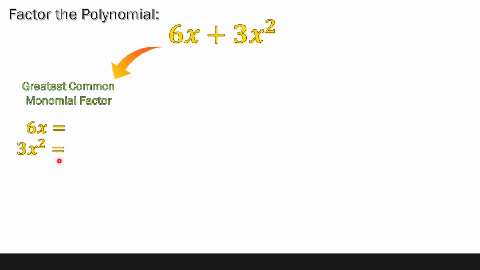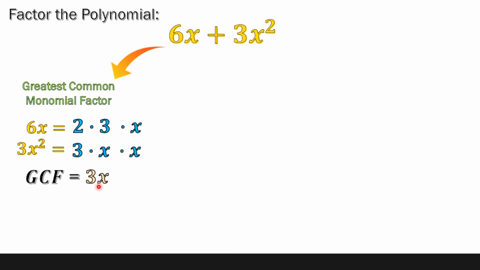6x tapos 3x squared. Okay, 6x, we have 2 times 3 times x. Okay, 3x squared, we have 3 times x times x. So, as you can see, ang parehas lang dyan is si 3 at si x. Kaya naging GCF niya is 3x. Now, pag binomial ang usapan, dalawa, binomial, may operation sa gitna. If you get the GCF, hindi pa yan tapos.